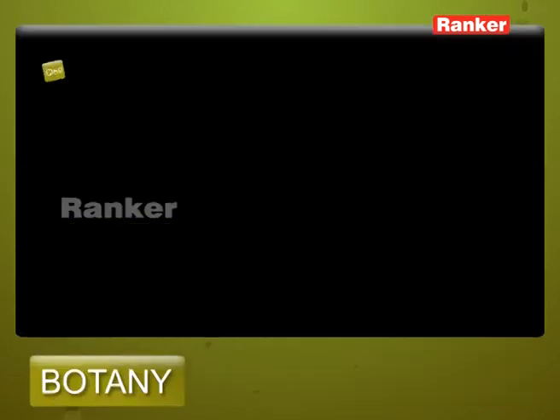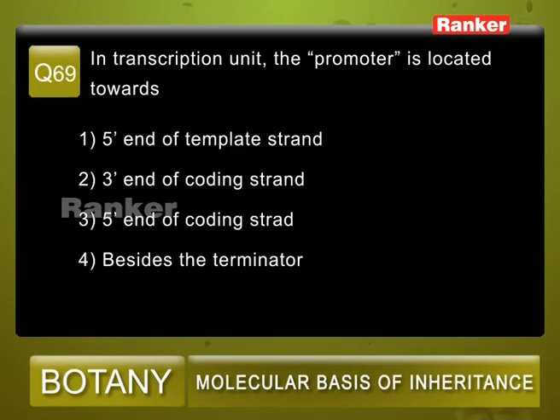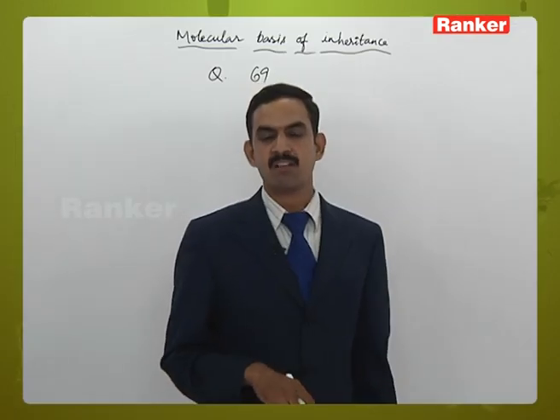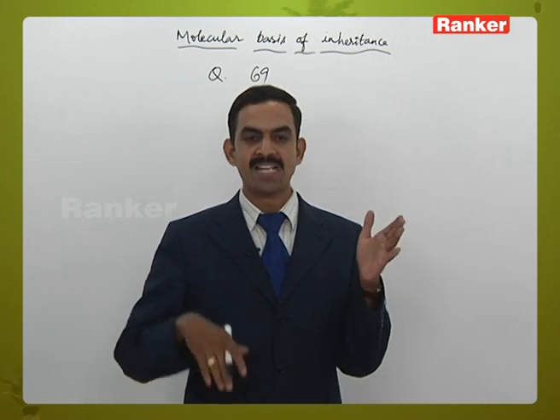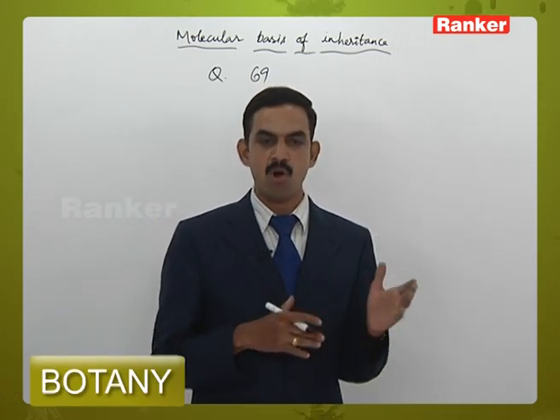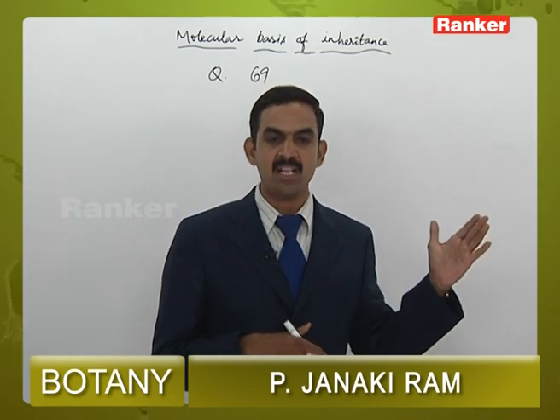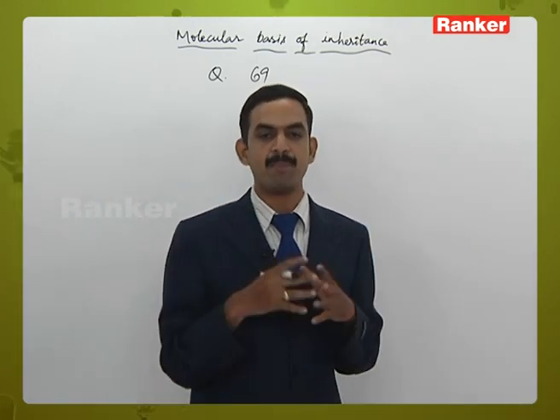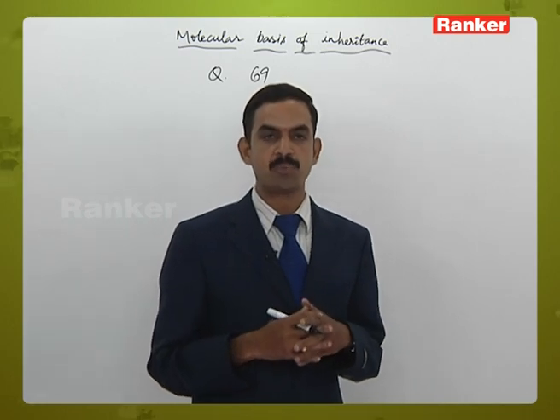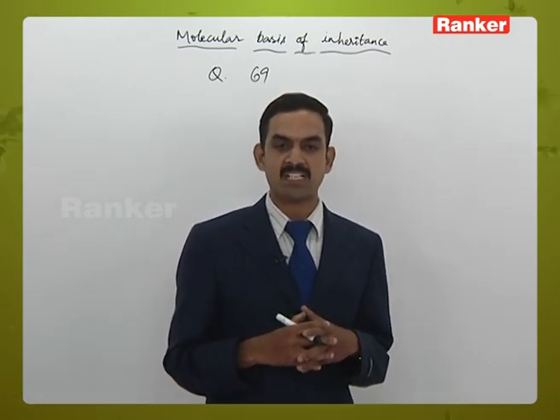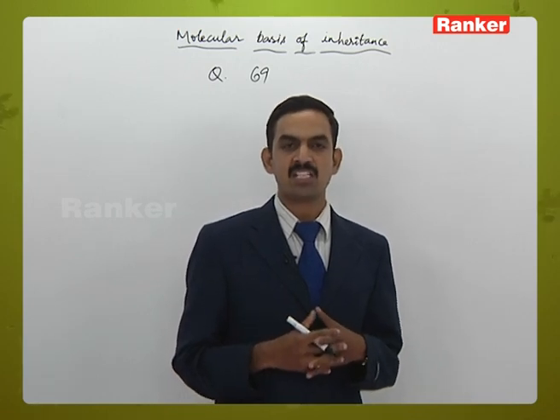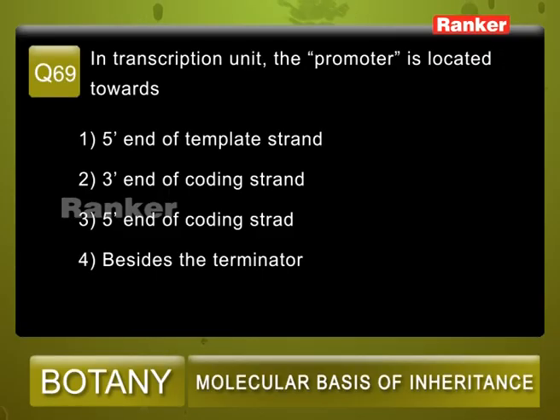Question number 69, in a transcription unit, the promoter is located towards: options, 1. 5' end of template strand, 2. 3' end of coding strand, 3. 5' end of coding strand, 4. beside the terminator. So here, when transcription is taking place, the promoter and the terminator are present. The promoter is always towards the 5' end of the coding strand and the terminator is present towards the 3' end of the coding strand. So from the given options, the 5' end of the coding strand is correct for the location of the promoter in the transcription unit. So question number 69, the correct answer is 3.